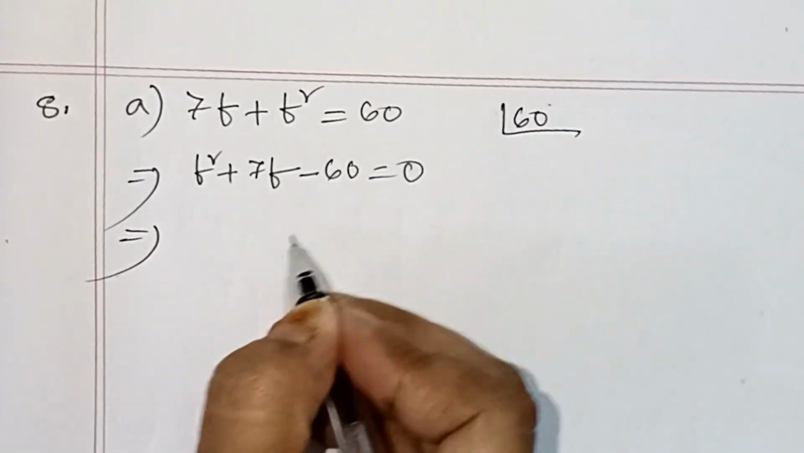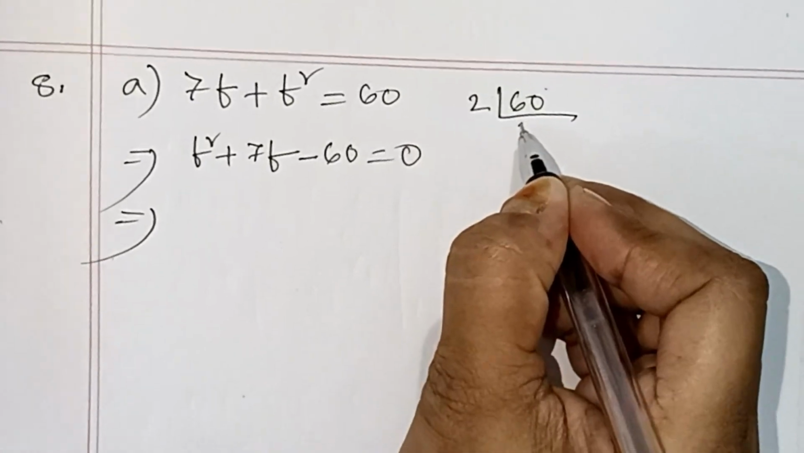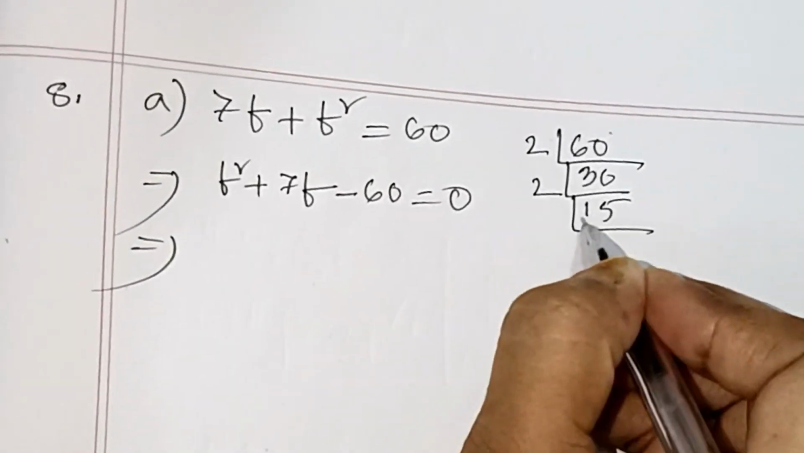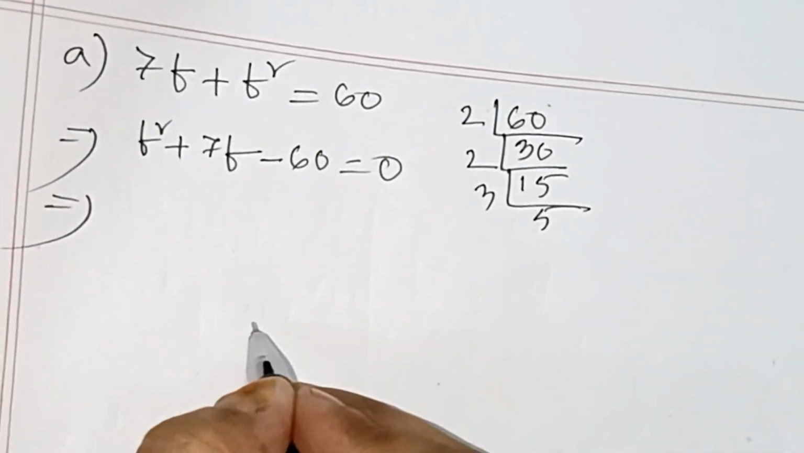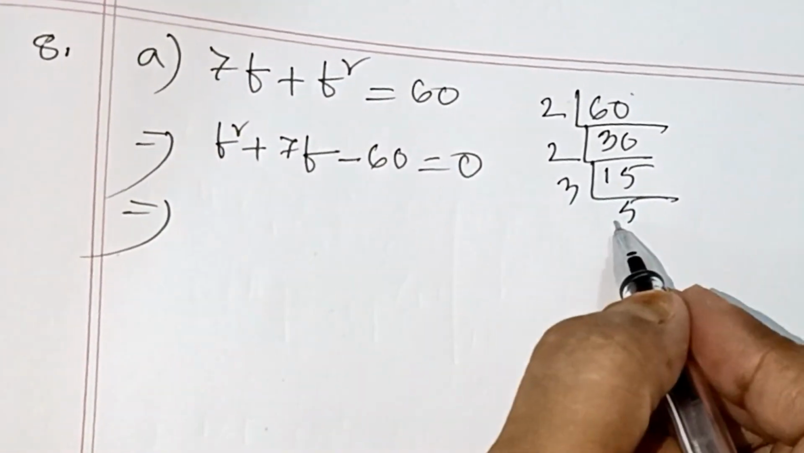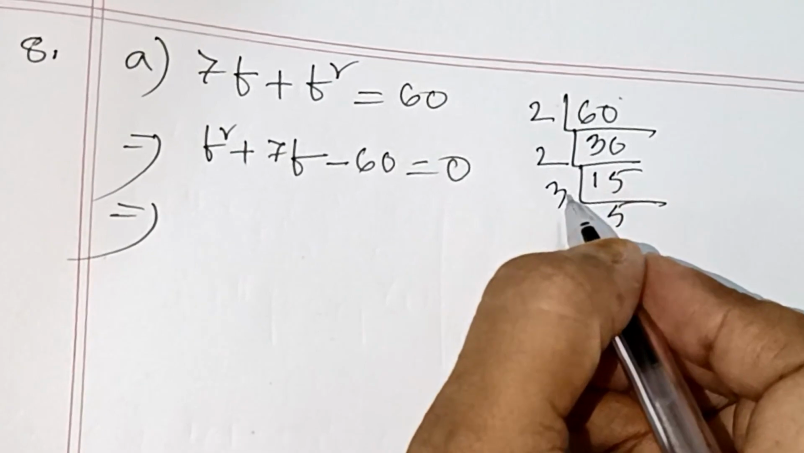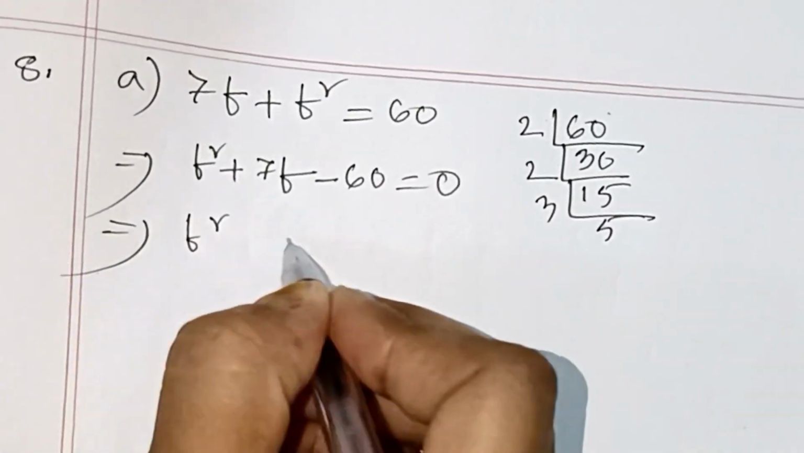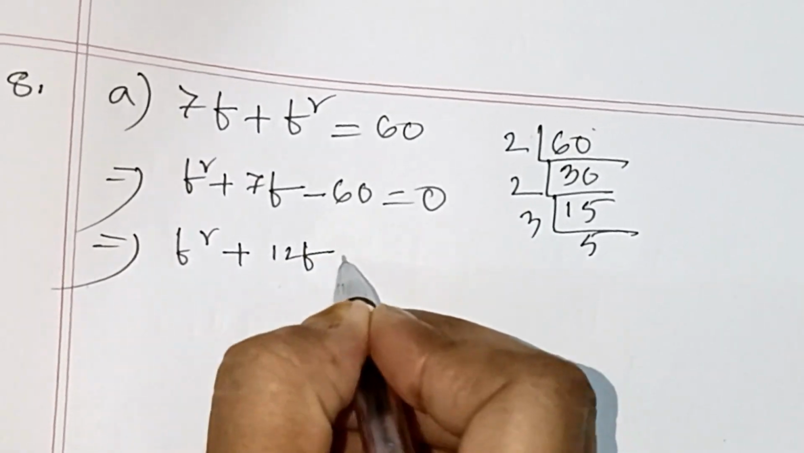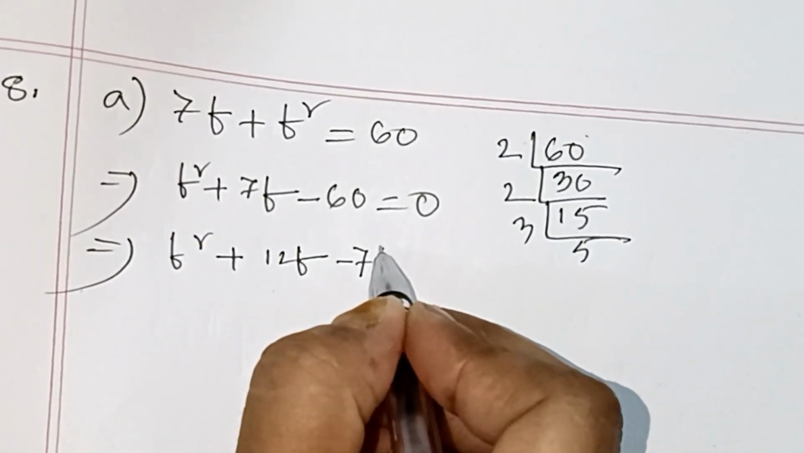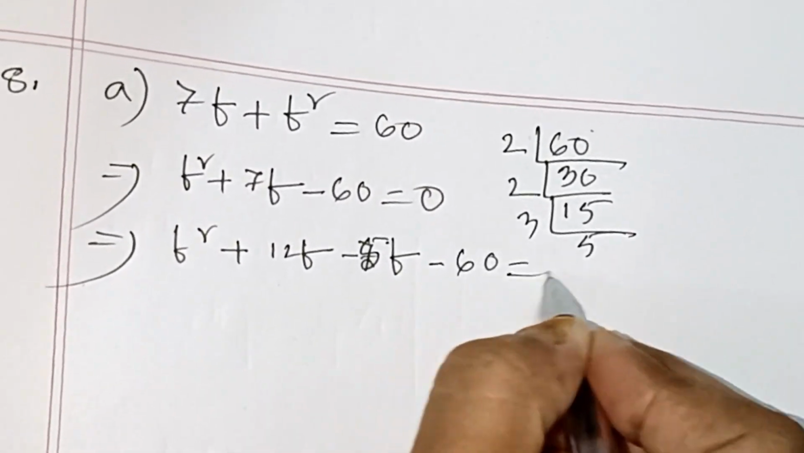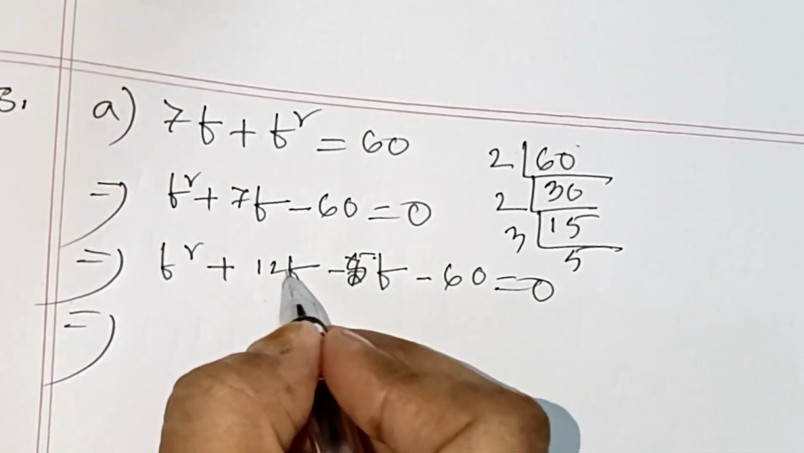Now we factorize 60: 2, 30 to the 60, 15 to the 30, 3 5s are 15. We have to arrange 7f. So 2 2 is a 4, 4 3 is a 12, 12 minus 5, that means 7. Okay, fine. So 12f minus 5f minus 60 is equal to 0.